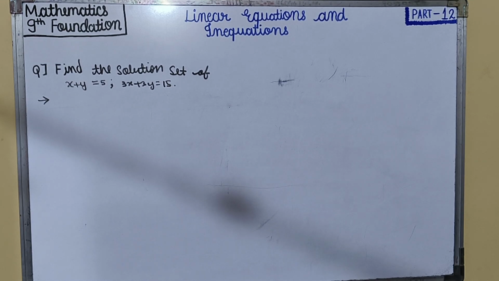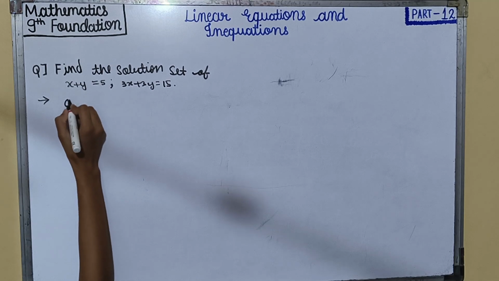So in the previous part we have learned the example of no solution. Today we are going to learn other examples and how to find the value of a variable in these conditions. So let's start. Our question number 1 is: find the solution set of x plus 5 is equal to y, that is the first equation, and the second equation is 3x plus 3y is equal to 15. Now let us find out the answer.